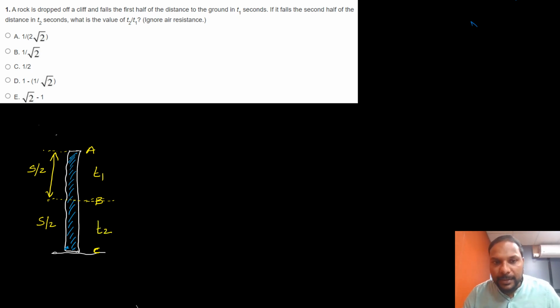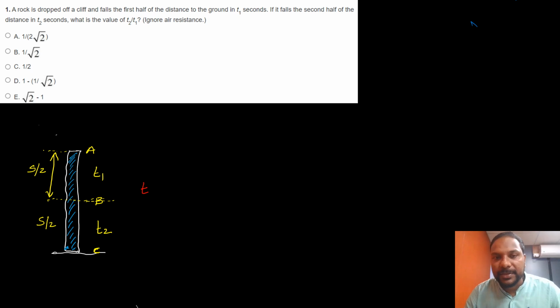It's clear. Similarly, what will be the total time from A to C? The total time can be represented by t. So from A to B, which is half the distance, my time is t1. Similarly, from B to C, my time is t2. Is it okay? Since the rock is under free fall, it's dropped initially, so your initial velocity is 0.